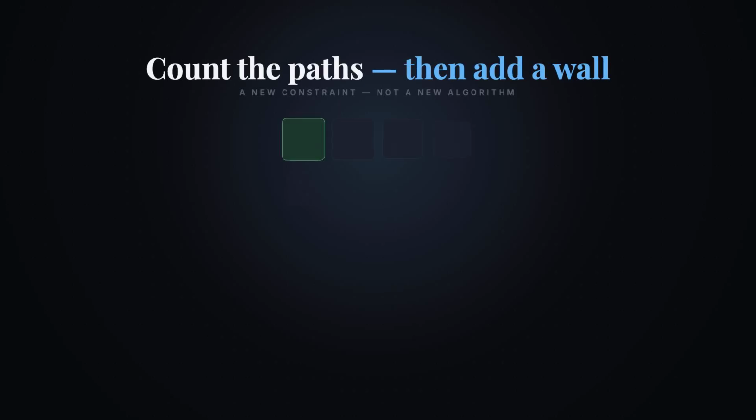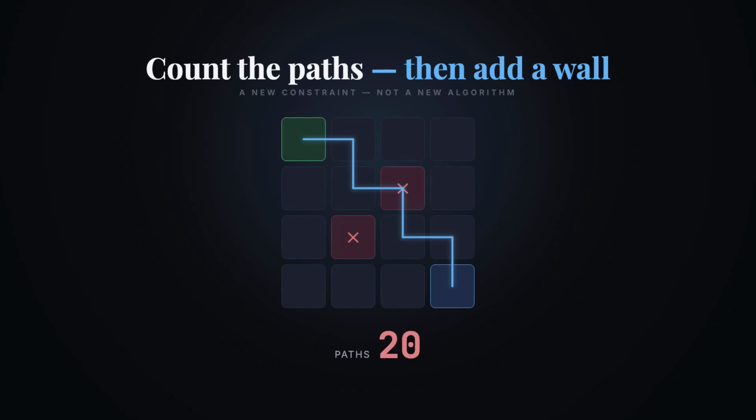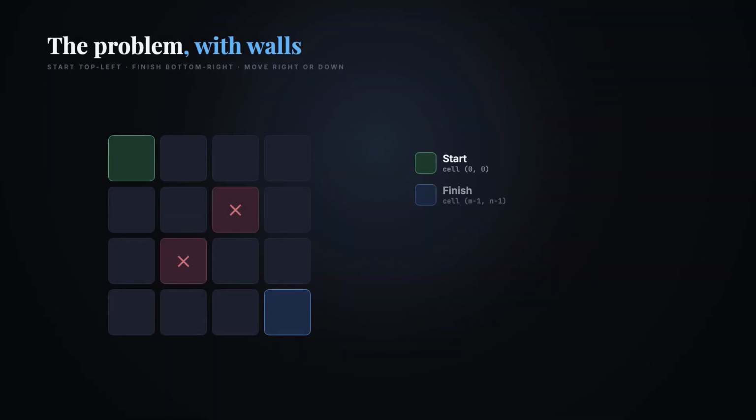Look at this grid. To count the paths from corner to corner, you'd think we need a brand new algorithm. We don't. Watch what one tiny change does.